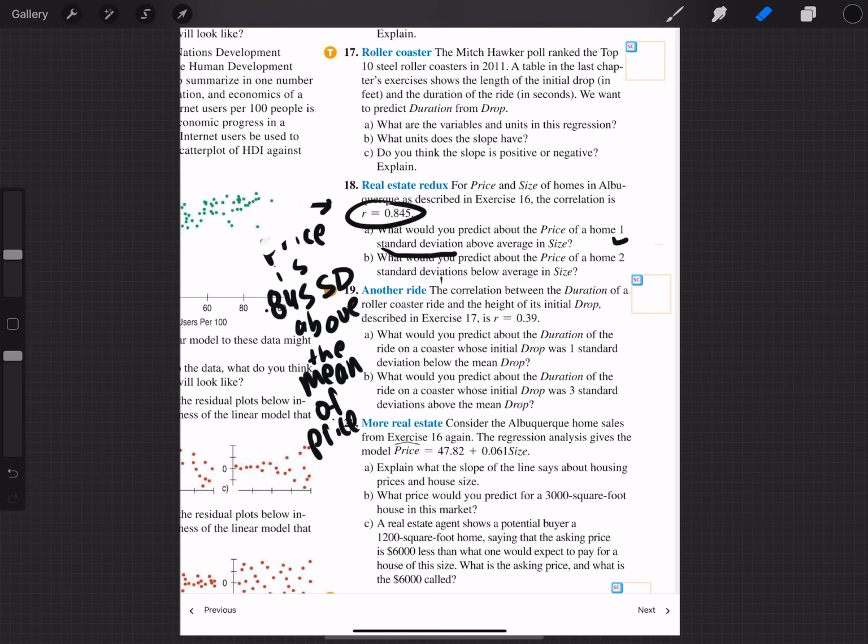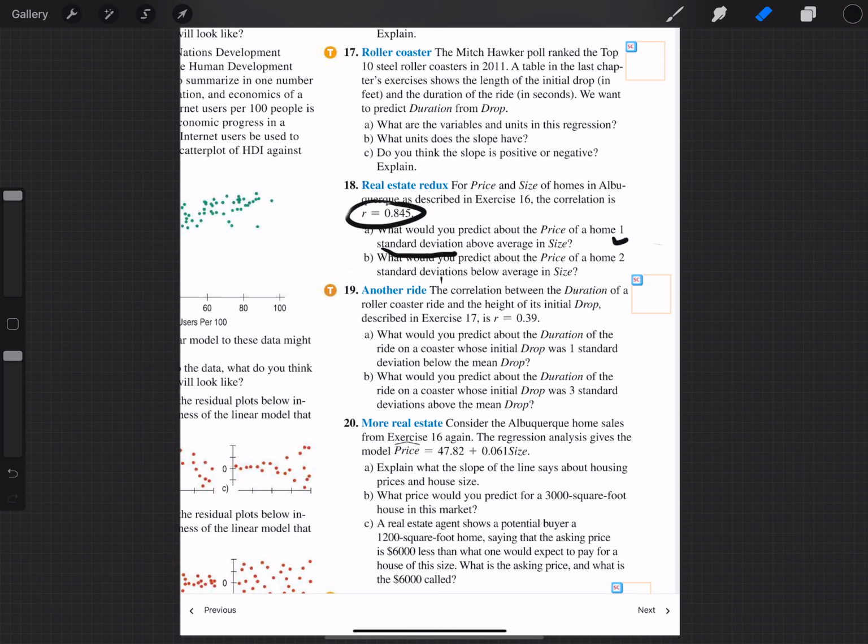Okay. Yeah, that's what that would mean. That price would be 0.845 above its own standard deviation. Same thing here. If the size of a home is 2 below, right? Then you're going to go 2 the other way. So the way that you're going to write that is 0.845. If 0.845 represents one standard deviation, your correlation, I'm going to multiply that by 2. Okay, so if I multiply 0.845 by 2, I'm going to get 1.69.